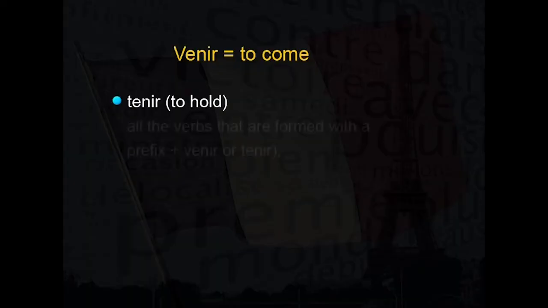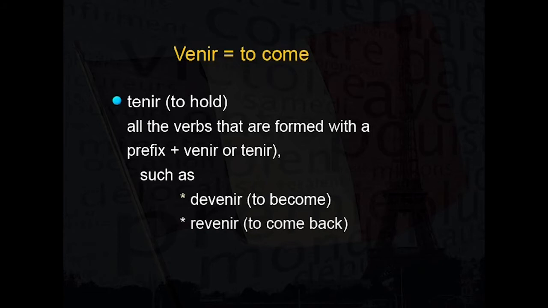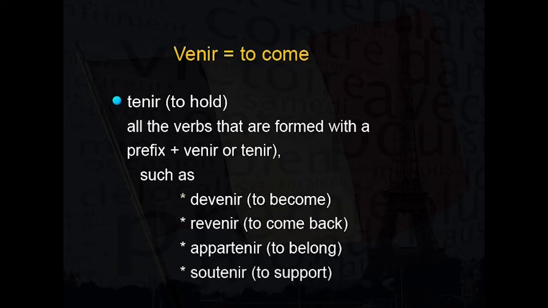Some of the irregular IR ending verbs that follow this rule are tenir, which means to hold, and all the verbs that are formed with a prefix plus venir or tenir, such as devenir, which means to become, revenir, which means to come back, appartenir, which means to belong, and soutenir, which means to support. So these were a few irregular IR ending verbs. It's important to remember which IR ending verb belongs to which category because it is easy to confuse them.